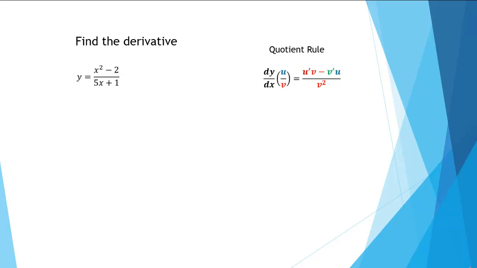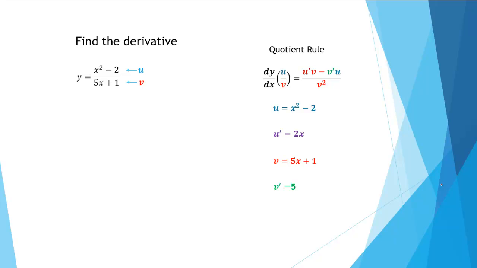We're given u and v in our problem. We're given that u is the numerator, which is x squared minus 2. We're also given that v is a denominator. We'll set v equal to 5x plus 1. And now we'll complete the quotient rule. We're given u as x squared minus 2. From u we can find u prime, which is 2x. We're given v, which is 5x plus 1. From v we can find v prime, which is 5.